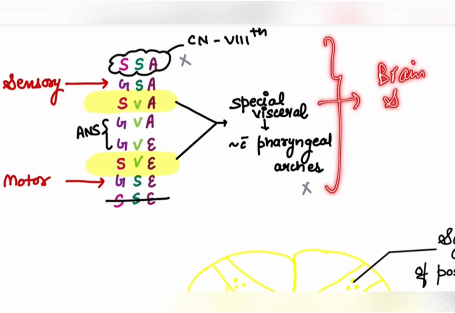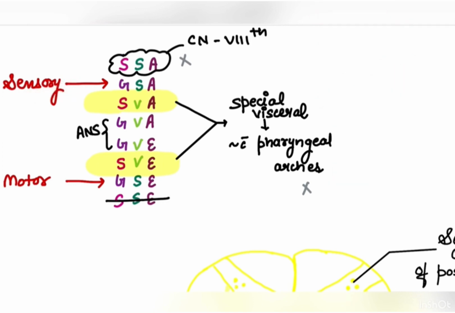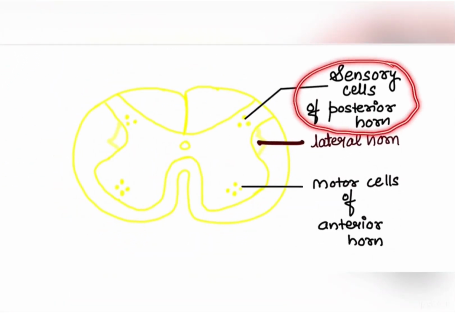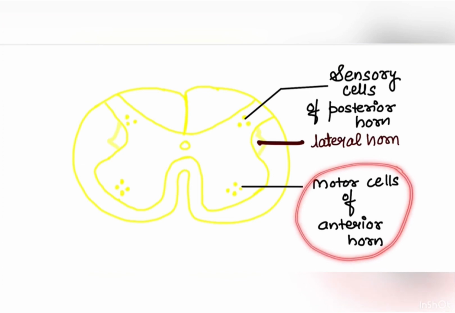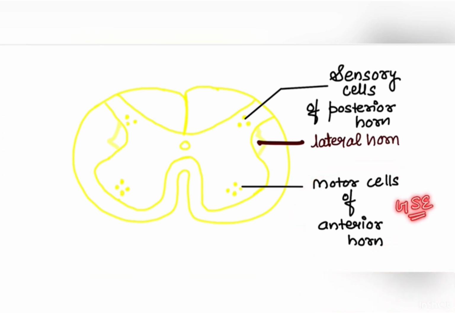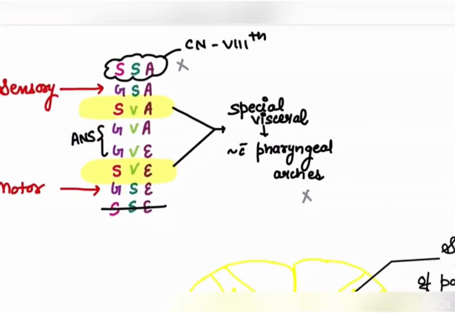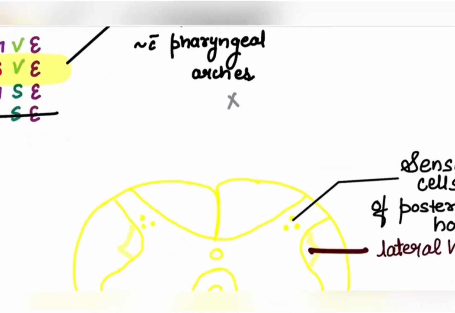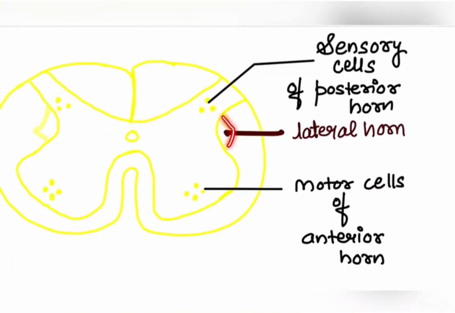In the brainstem. But the other components, the general somatic afferent and general somatic efferent, the basic sensory and motor components which we have already discussed in this diagram, the sensory cells of the posterior horn are nothing but the general somatic afferent, and these motor cells of the anterior horn are coming out from what? The general somatic efferent component of the spinal cord. So these are present in the spinal cord, and the autonomic nervous system, the general visceral afferent and efferent, is also present in the spinal cord.